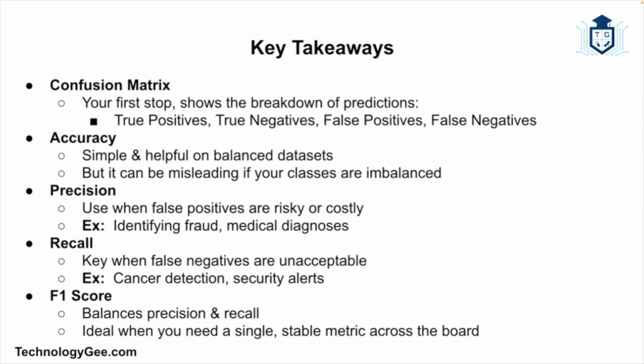Then you have accuracy. This is good for balanced data sets, but you don't want to trust it blindly. Then you have precision. This is best when false positives are costly or dangerous. You have recall, and the focus here is when missing true cases is the worst case scenario. And then you have what is called the F1 score, and this is the go-to metric when you need balance. So remember, no single metric tells the whole story. You want to use them together to get a clear, honest picture of how your model is really performing.